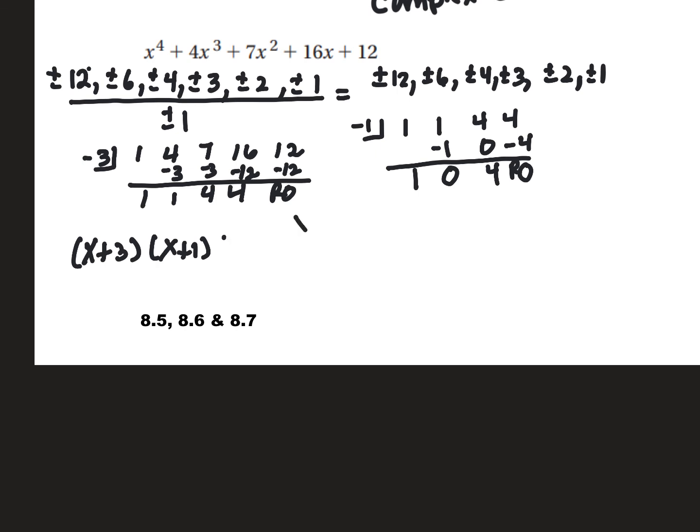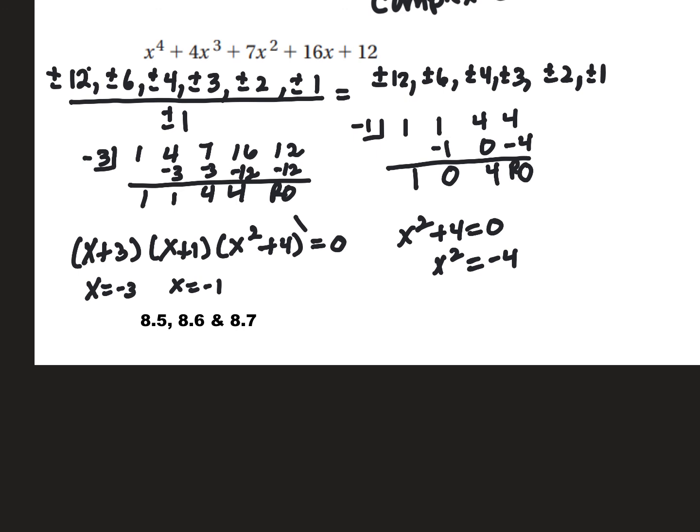So you're left with our quadratic factor, which is x squared plus 4 equals 0. You set each factor equal to 0. Well, we know this is x equals negative 3, and this is x equals negative 1. So there are 2 roots there. Now we're going to solve x squared plus 4 equals 0. So you subtract 4 from both sides. So you have x squared equals negative 4. Take the square root, so x equals plus or minus 2i. And this is your complex conjugate. So we know that our highest power is 4, and we do have 4 roots.